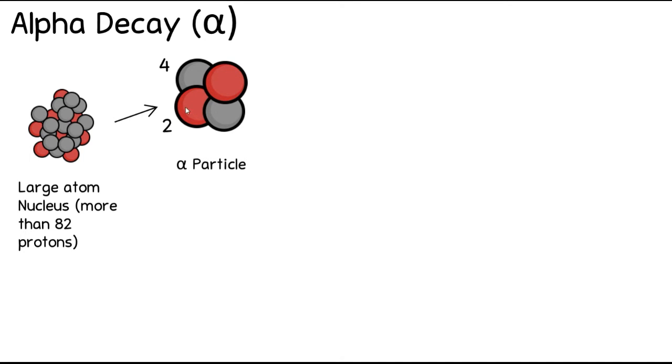Now an alpha particle consists of 2 protons and 2 neutrons, so it has a nucleon number of 4 and a proton number of 2. You might also notice that this alpha particle is actually just a helium nucleus, so that's just something to note. So what happens is it will eject this, losing mass and a little bit of energy, and it will become more stable because it will become lighter and it will be a smaller atom, so the strong nuclear force will have more of an effect on it.